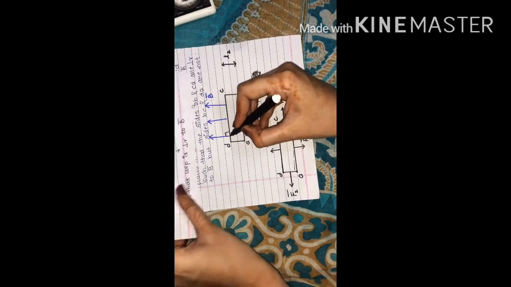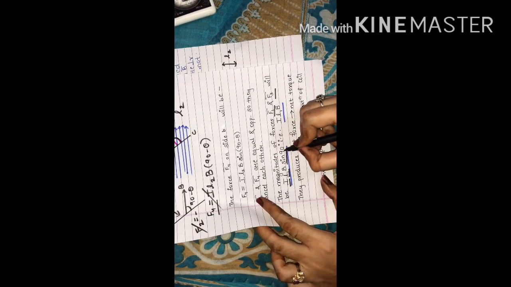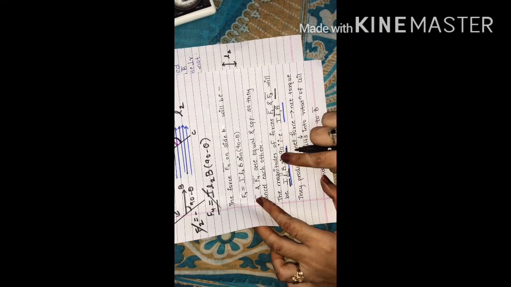Why sin 90? As I told, the magnetic field is perpendicular to these two sides, so the angle theta here is 90 degrees. If theta is 90, sin 90 is 1. So it is I, L1 and B. So force F1 in magnitude is I L1 B, and force F3 in magnitude is I L1 B. These two forces are the forces due to which the coil is rotating, and that is nothing but the torque.